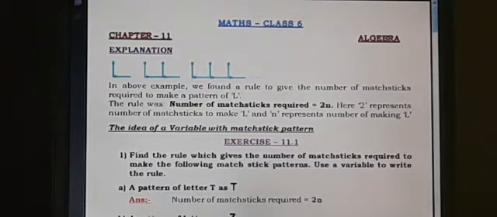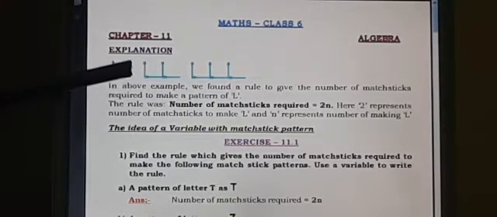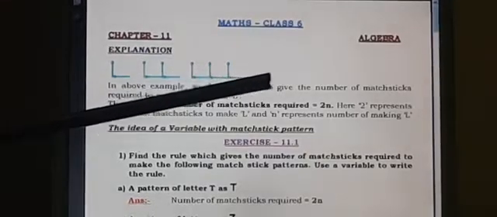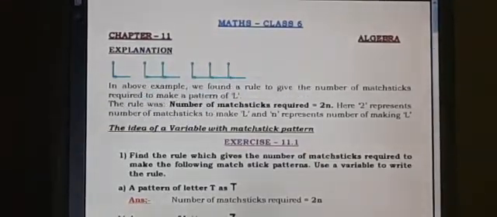What is algebra? Now I will explain with a pattern. That pattern we are going to make with matchsticks. Here, see the picture is an L shape. That is the English alphabet L. For making one L, we need two matchsticks. Correct? For 2 L's, 4 matchsticks. Like that we can make so many L's.